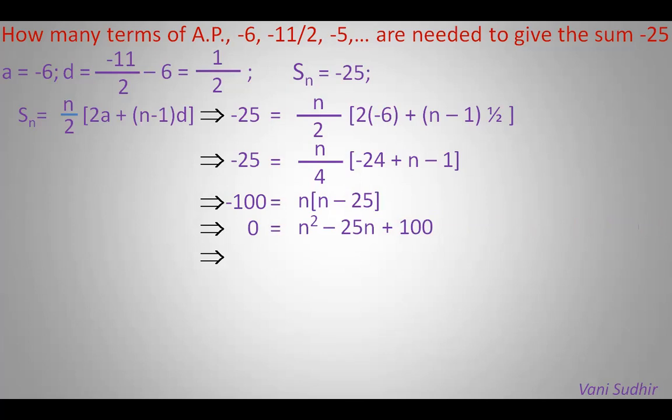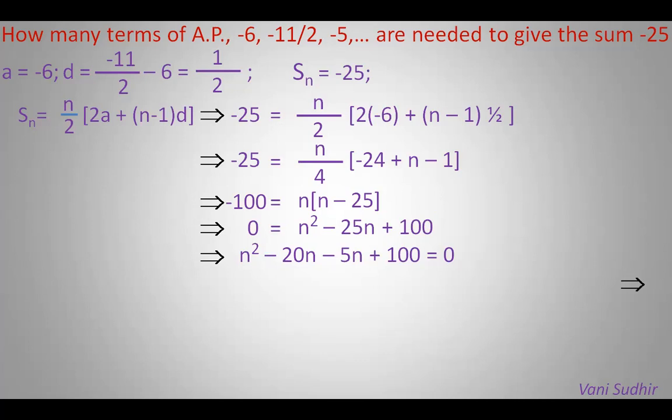The factors are minus 20 and minus 5. When you multiply minus 20 and minus 5 we get 100. When you add we get minus 25. So here I am splitting the middle term as a sum of two terms, minus 20 and minus 5. If you add, minus 25n only; I am not changing the quadratic equation. I have just split the middle term.